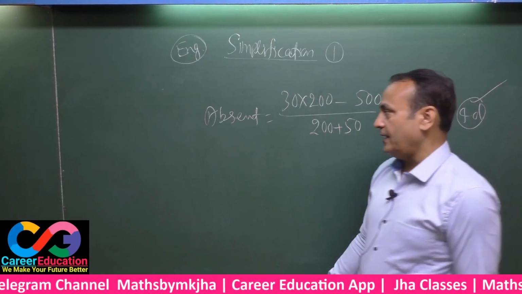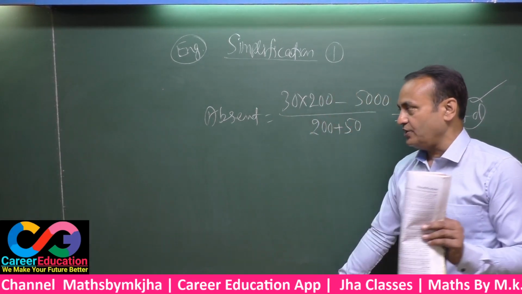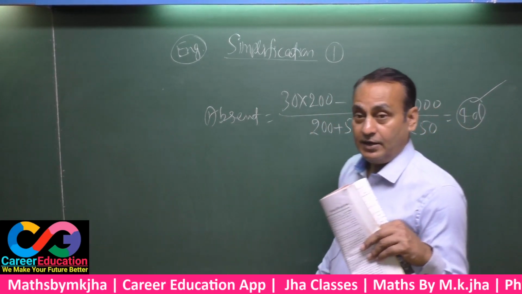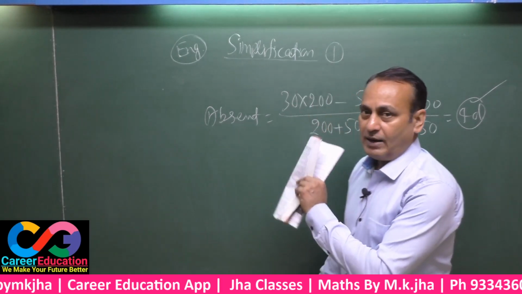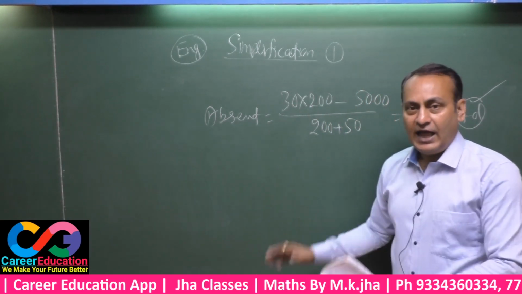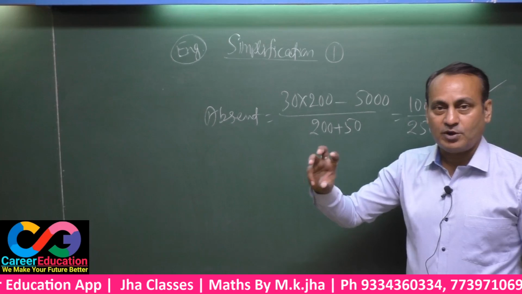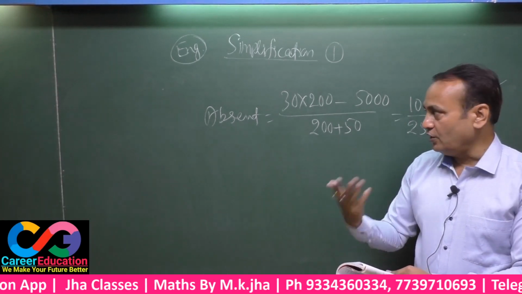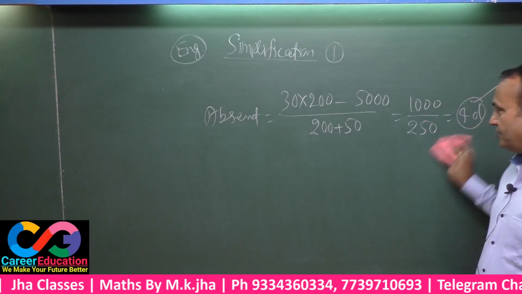If the question asks you how many days he remained present, certainly you have to use this trick only, and then 4 days must be taken out from the 30 days. In the next question, you will be seeing that in question number 2. See here.